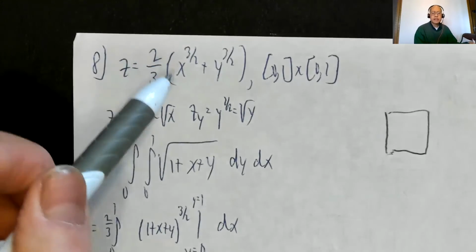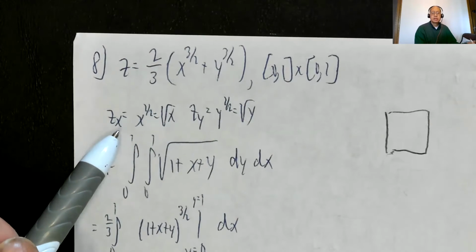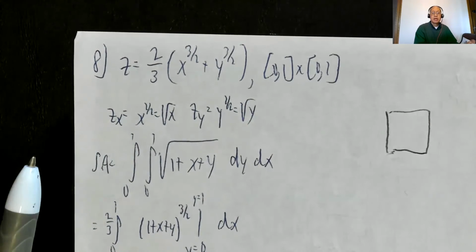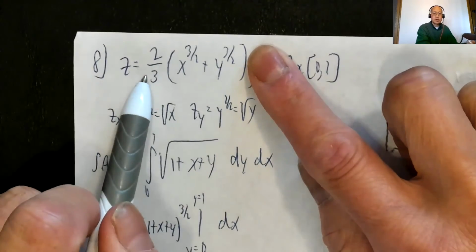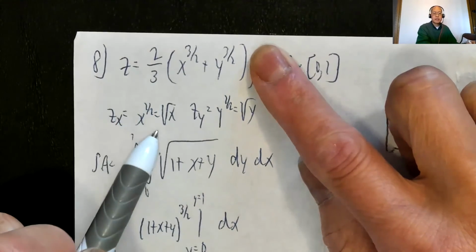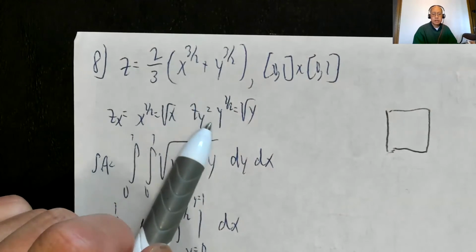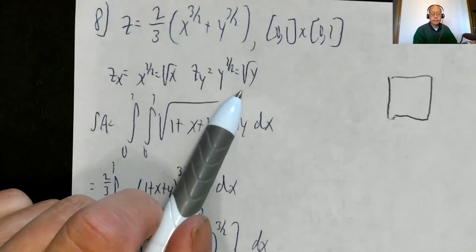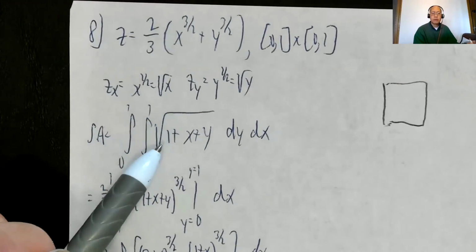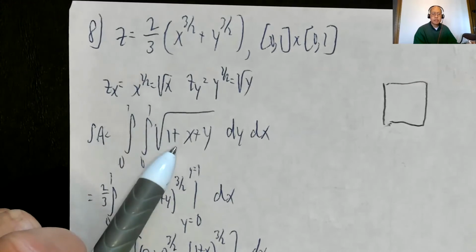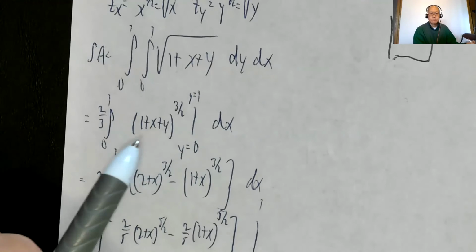Z equals 2/3 x to the 3/2 plus y to the 3/2, 0, 1 cross 0, 1. Z sub x is 2/3 times 3/2 is 1, so x to the 1/2 or radical x. Z sub y, for the same reason, is y to the 1/2 or radical y. So I take the double integral from 0 to 1, 0 to 1 of radical 1 plus this thing squared, which is x, plus this thing squared, which is y, dy dx.